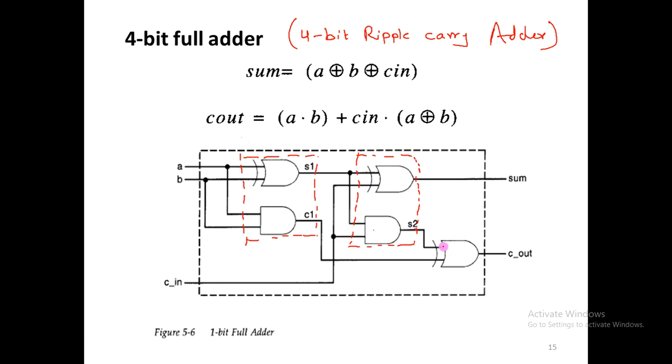For this AND gate, S2 is the output, and S1 intermediate is the first input, Cin is the second input. And for this last gate, it should actually be an OR gate. Okay, it's an OR gate. It will take both the carries, C1 as well as C2, and it will give out the carry out.